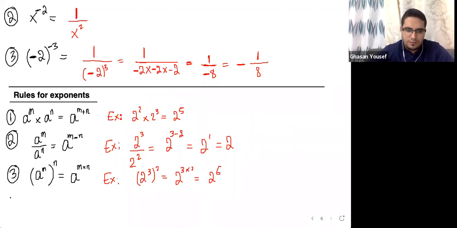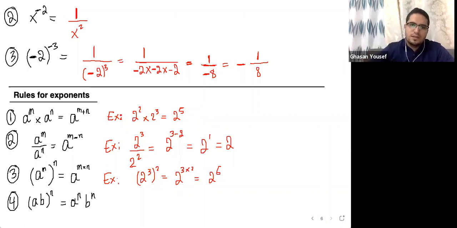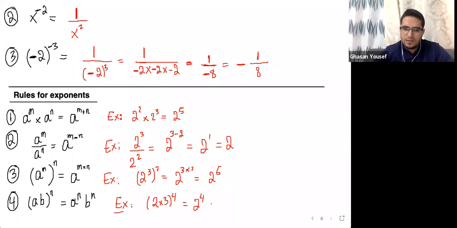Rule number 4. If I have a times b to the power n, this is equal to a to the n. We distribute the power, a to the n and b to the n. We distribute the n inside the parentheses. A to the n times b to the n. Example for this, 2 times 3 to the power, for example, 4. This is equal to 2 to the 4 times 3 to the 4.